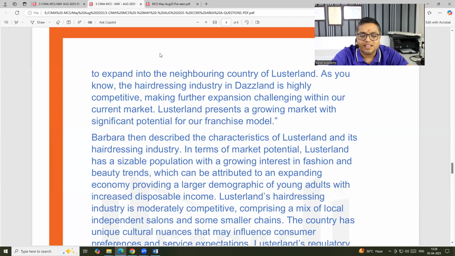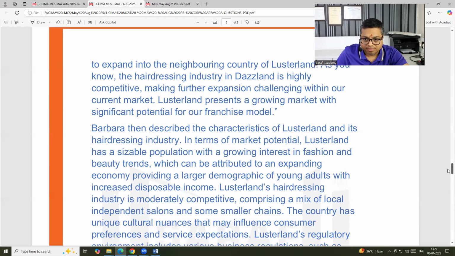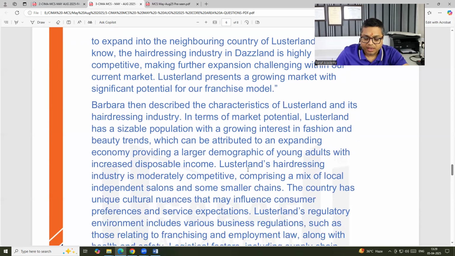He has understood everything. Lusterland has a sizable population with a growing interest in fashion and beauty trends, which can be attributed to an expanding economy, providing a larger demographic of young adults with increased disposable income. India is in this position only. Young adults, from teenage to the age of 30, are very much concerned with their looks and all that. And the population is very good. So the market is ready. Just go and win the race. That is what they are saying.